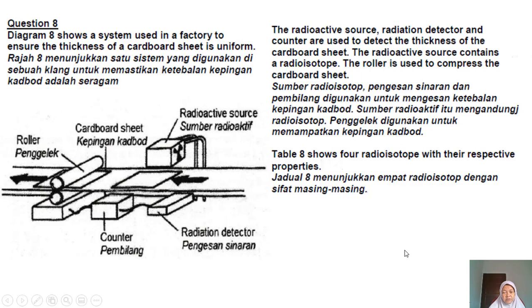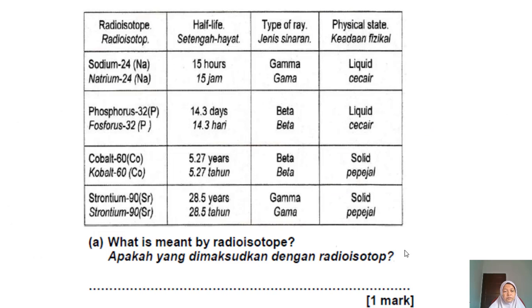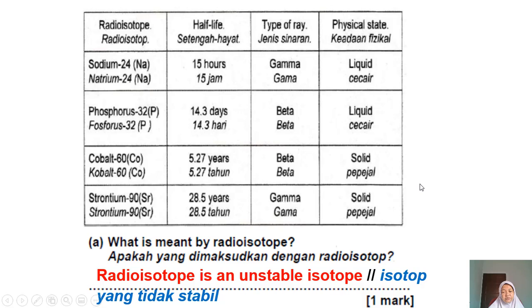Alright, next question. This is the table that gives all the radioisotopes with their characteristics. We have three characteristics: half-life, type of ray, and physical state. First question, what is meant by radioisotope? A radioisotope is an unstable isotope.